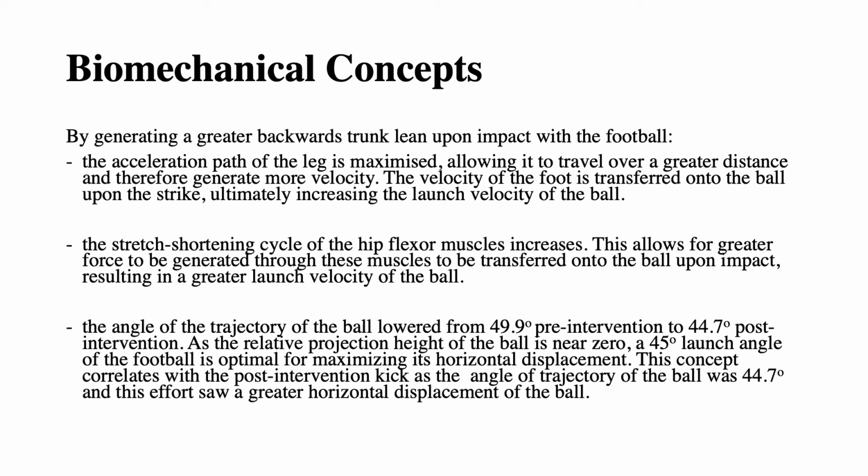The stretch shortening cycle of the hip flexor muscles also increases. The hip flexor muscles are able to elongate more due to the increased backwards trunk lean, causing a greater amount of contraction in these muscles prior to foot impact on the ball. This increased contractile capability of the hip flexor muscles allows for more force to be generated in the leg kick, which is then translated onto the football upon impact, causing a higher launch velocity.